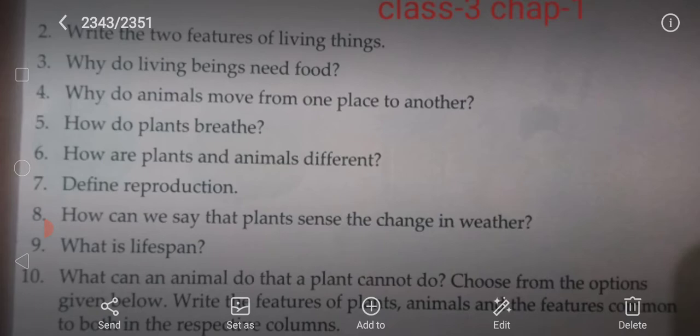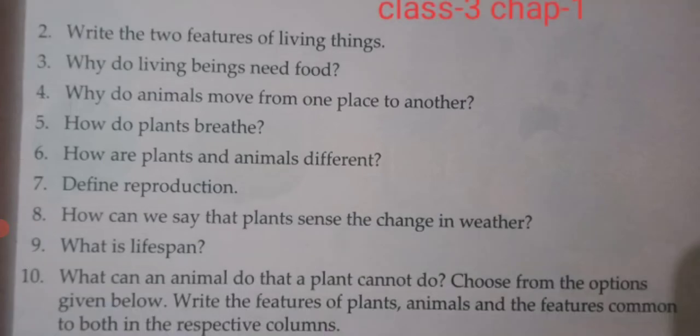Why? W-H-Y, why. Do animals. A-N-I-M-A-L-S, animals. Move. M-O-V-E, move. From. F-R-O-M, from. One place. P-L-A-C-E, place. To another. A-N-O-T-H-E-R, another. Why do animals move from one place to another? Write the answer.